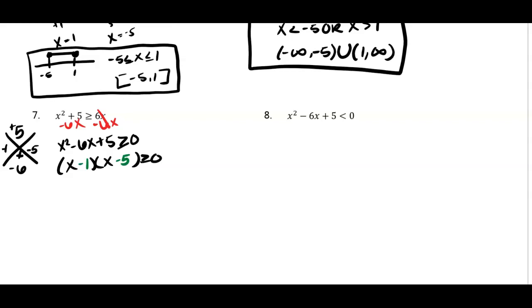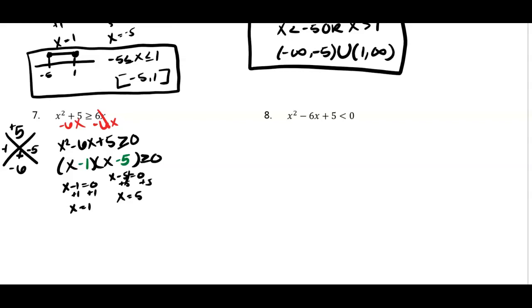And if you solve it, we kind of solved it above already, but I'll resolve it. x minus 1 equals 0, add 1 to both sides, x equals 1. x minus 5 equals 0, add 5 to both sides, x equals 5. And then I can see, ooh, that's really cool. These are my critical values.